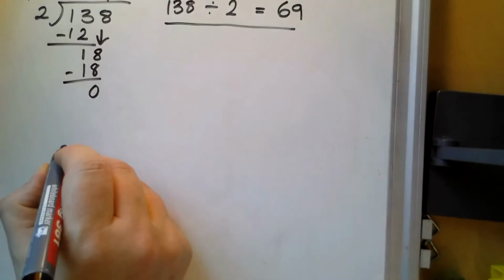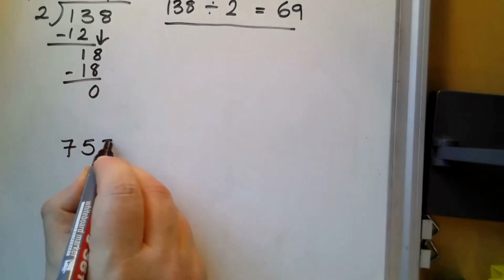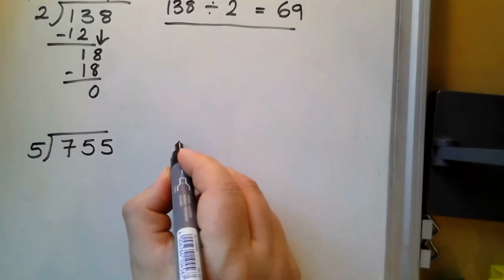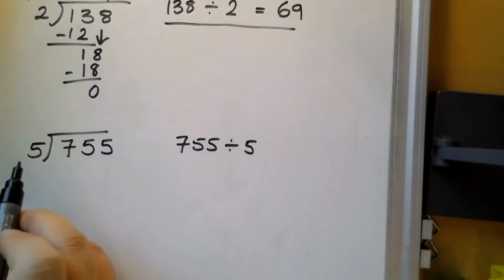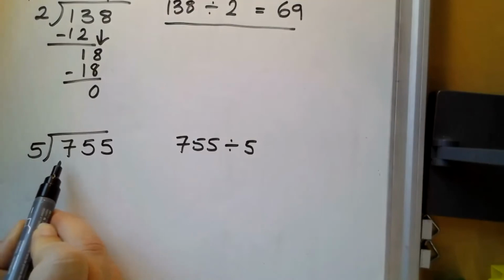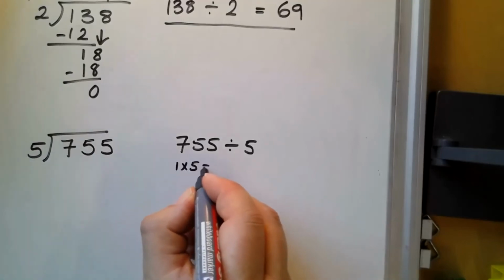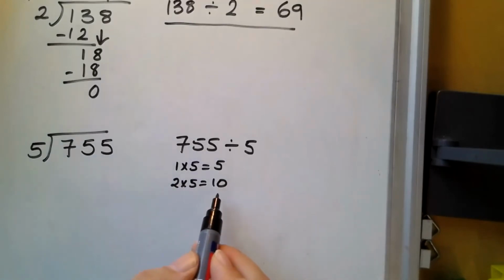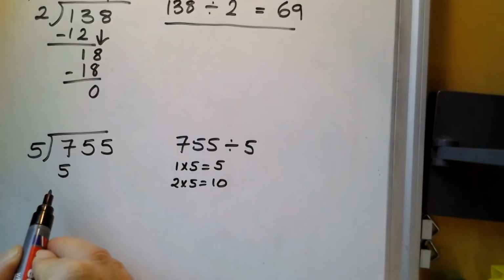Okay, so let's go. 755 divided by 5. Okay, 5's into 7. How many 5's go into 7 or nearly 7? Well, we know that 1 times 5 is 5, 2 times 5 is 10. 5's too little, 10's too much, so we go with that 5. And we put the 5 here.